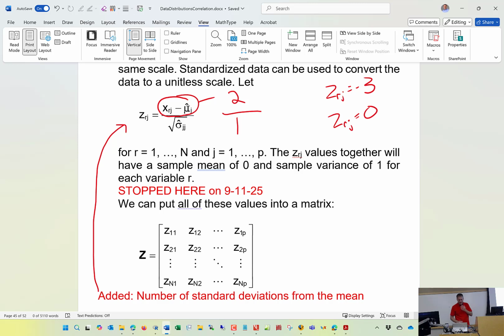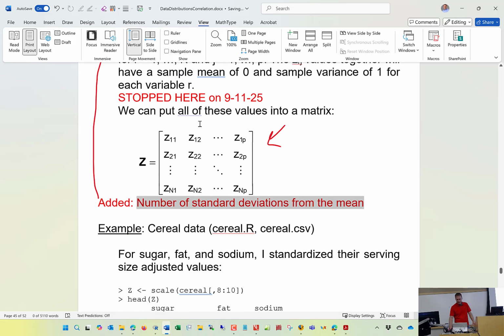Okay? So these standardized values, Z sub r,j is our notation. The r says the rth experimental unit, or you could say the rth observation for us. The j corresponds to the variable. And we can put all those Z sub r,j's into a nice matrix. We'll just call it Z.